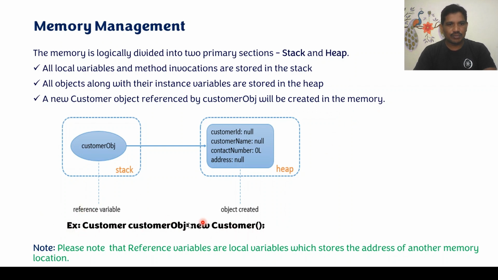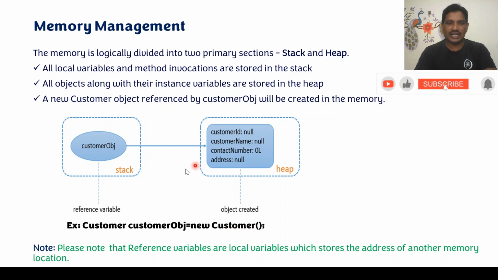Look at this example. Whenever an instance is created of the customer class, this is how the memory allocation is done. This is represented as the reference variable. This is called the object that has been created. The reference variable is stored in the stack, pointing to the object. The object is stored in the heap memory. Then we call it a reference variable, and then we call it an object.